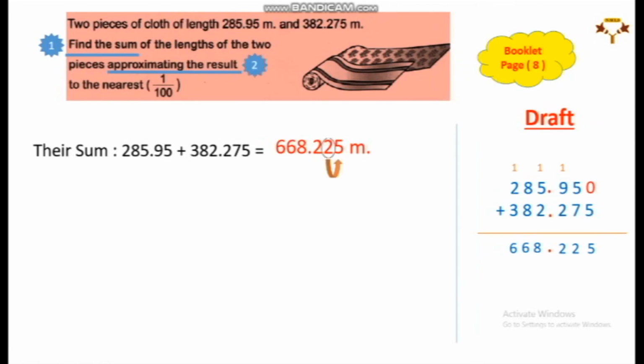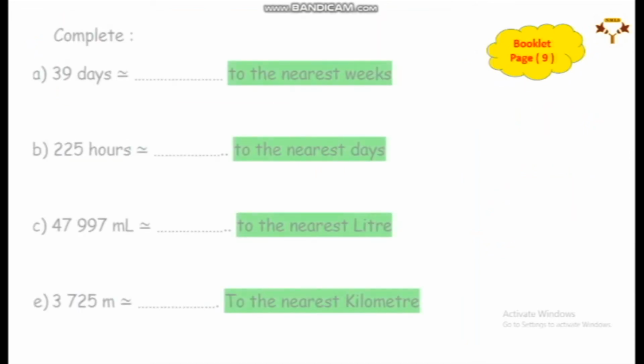Here's the 2, the hundreds place. Look at the 5. Is 5 weak or strong? It's strong, so it will give 1 to the 2 to be 3. So now we have solved this question very easily and simply. Now let's go to page 9 in the booklet.